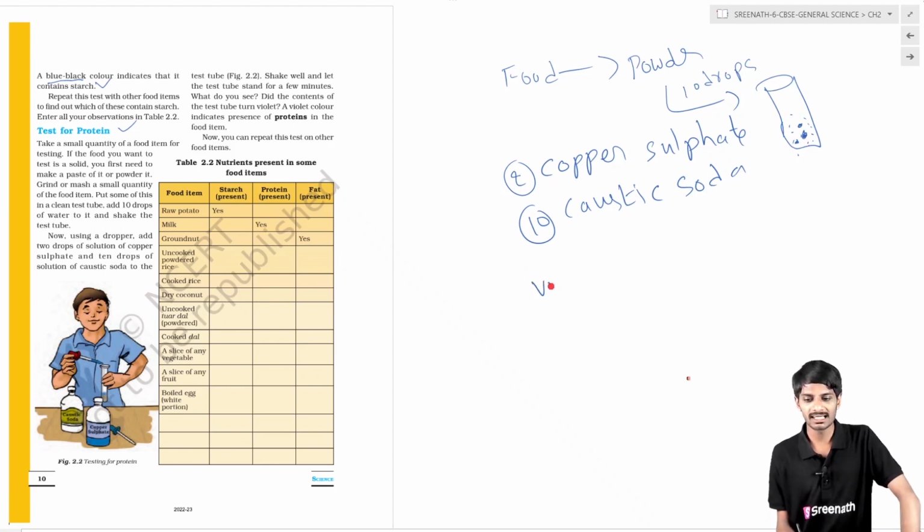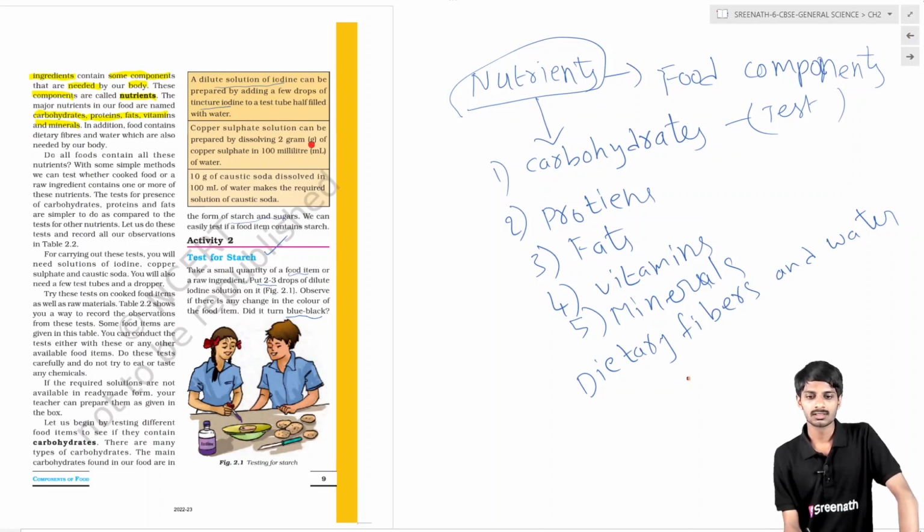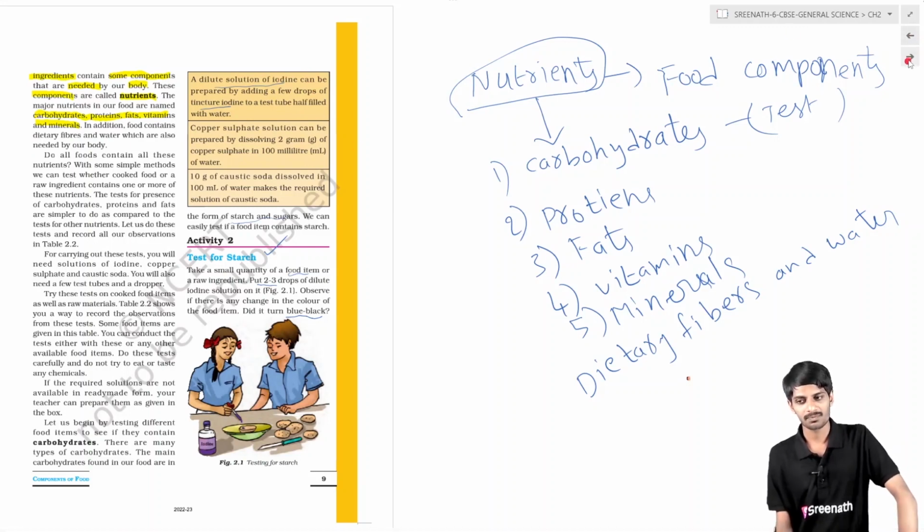If you observe a violet color, then proteins are present. If there is no violet color, there are no proteins. Previously, if there was a blue-black color, it contained starch. Okay, this is the test for proteins. If you want to know how to prepare copper sulfate solution or caustic soda solution, I have explained it previously.